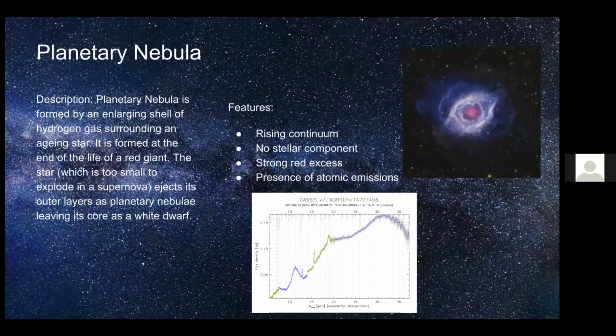The Planetary Nebula is formed at the end of the life of a red giant. It has features of rising continuum, no stellar component, strong red excess, and a few emissions. And the difference between the Planetary Nebula and a forming star is that at the end of the wavelength, it goes down.